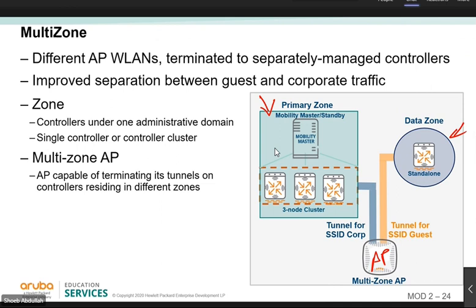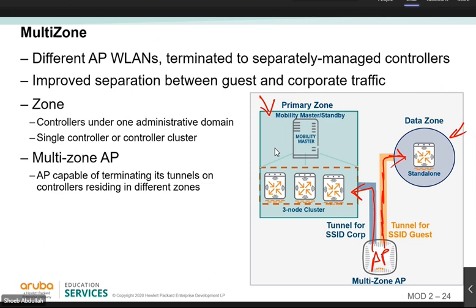Right? So typically, you want your corporate traffic to only enter your internal network. You want your guest traffic to be segregated to some other controller which is placed in the DMZ zone. If you have this kind of very specific requirement, then yes, you can do that with the help of multi-zone.